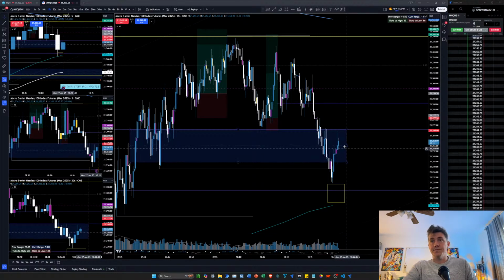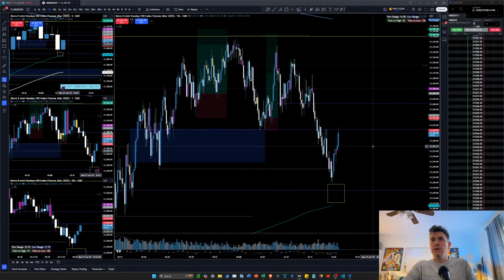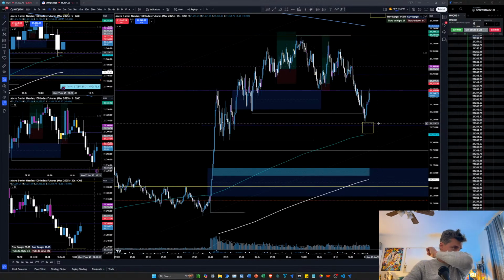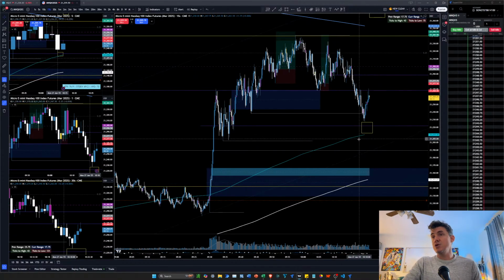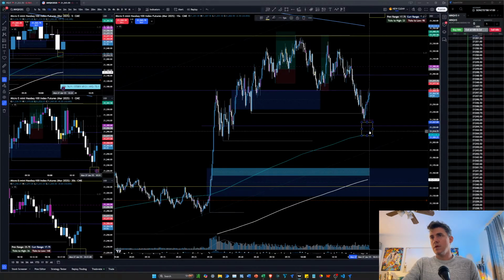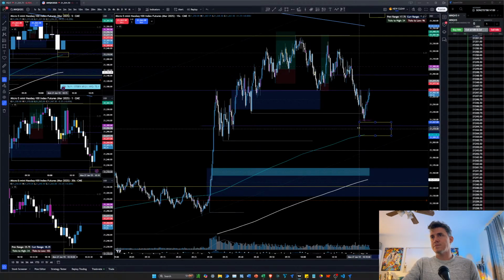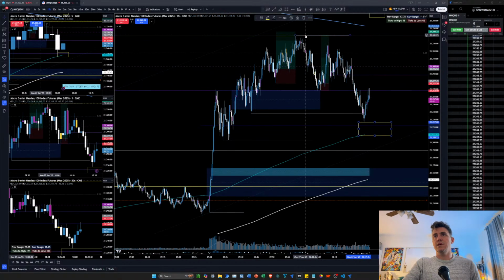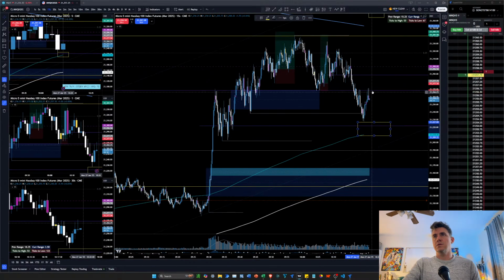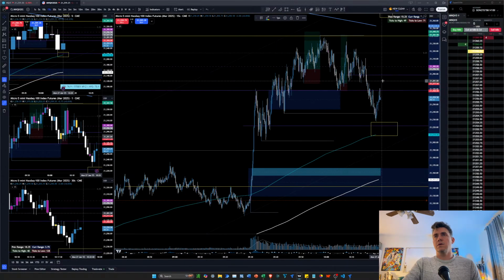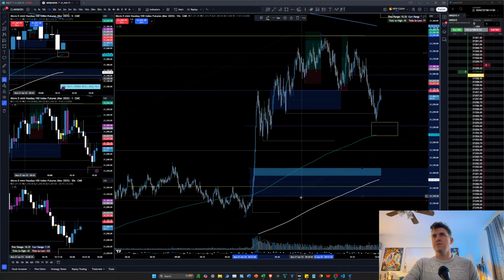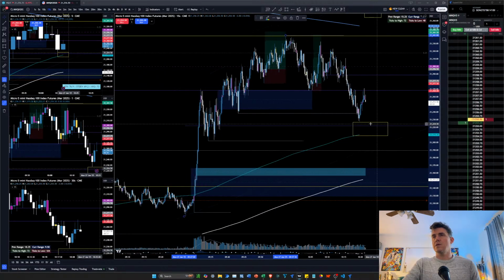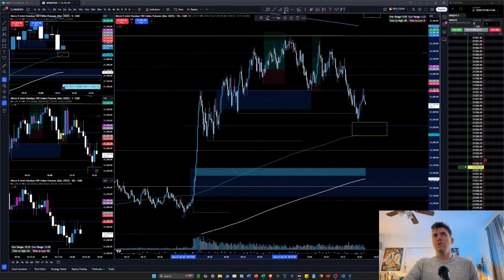Let's see. I'll get this out of there. Back to the 50% of this range. Let's see here. Of the overnight range. Didn't quite touch the 50 of this range or the SMA. Pretty interesting. So I like this to fail one more time on them.